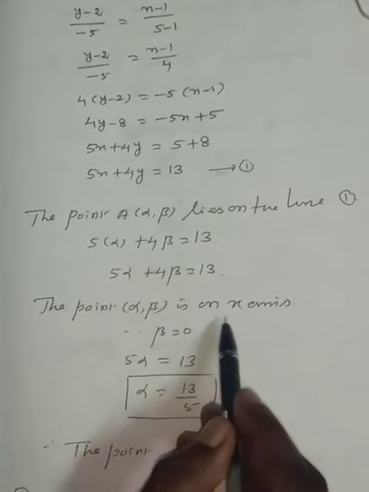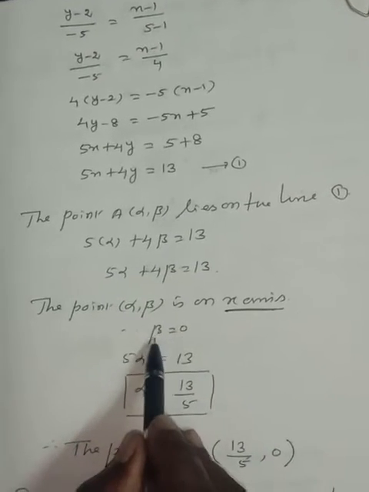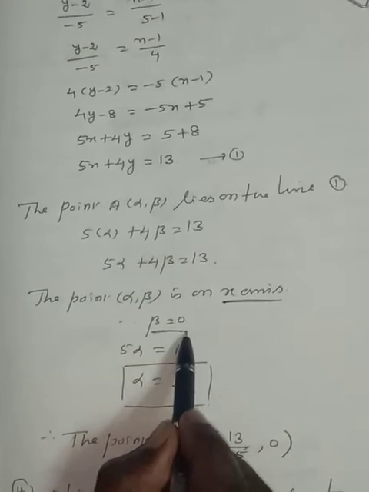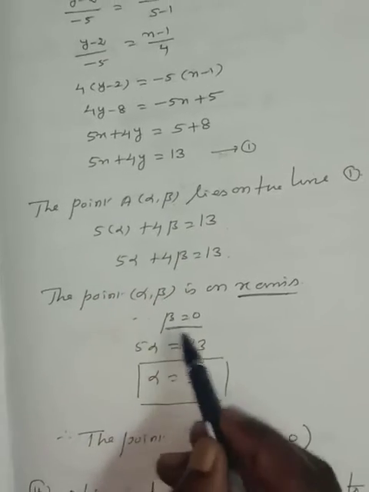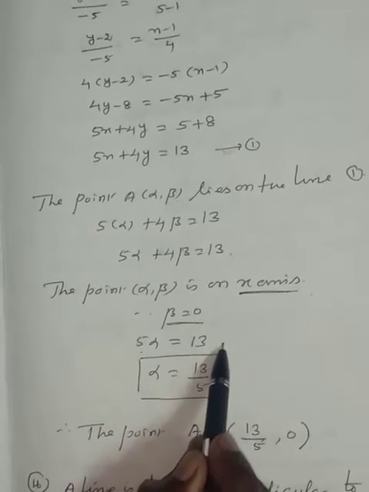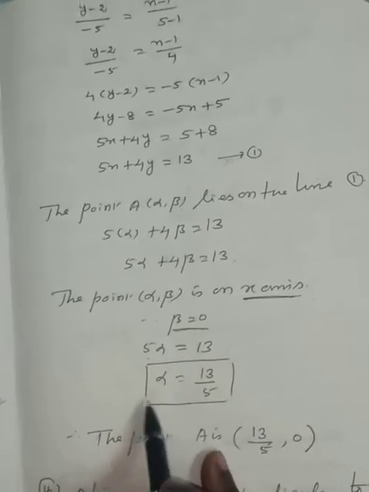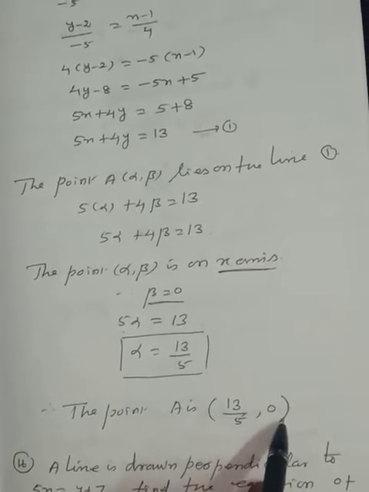The point alpha beta is on which axis? X-axis. So, x-axis means the y coordinate will be 0. So, beta is equal to 0. 5 alpha plus 0 is equal to 13. Then 5 alpha is equal to 13. Alpha is equal to 13 divided by 5. Point A is 13 by 5 comma 0.